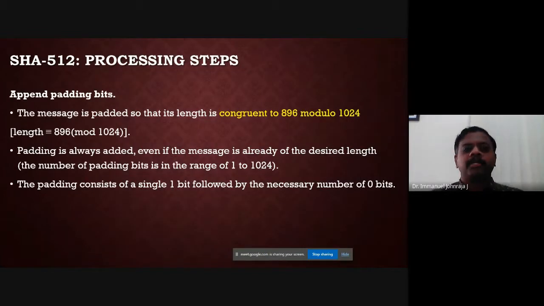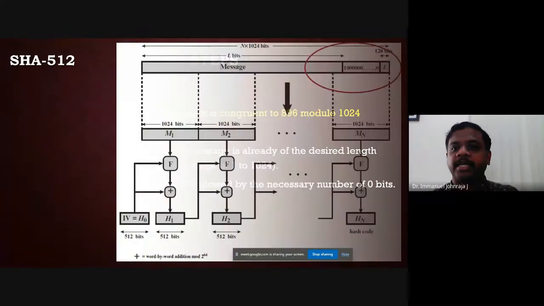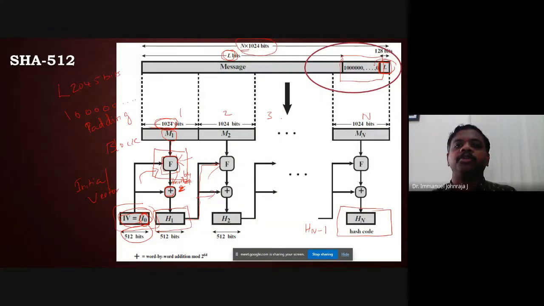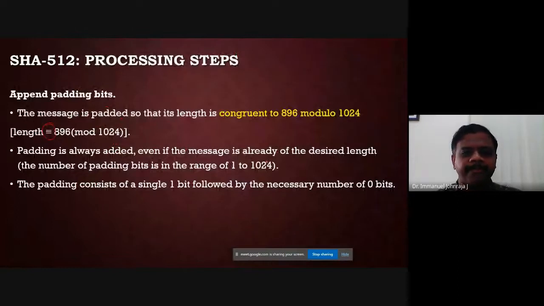But before that, in this formal way, append the padding bits. I said in the initial stage, padding is always done. So the message is padded so that the total length of the message is congruent to 896 modulo 1024. What is this 896? Don't worry. We have something called a 128-bit block at the end. Putting together, 896 plus 128, it is going to be 1024.